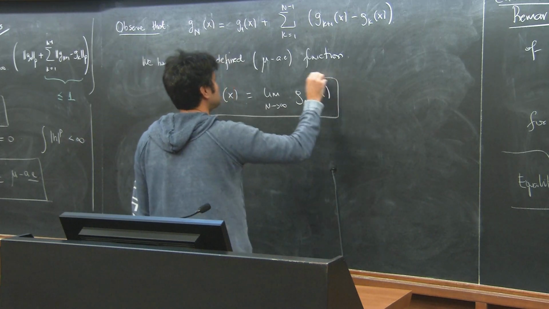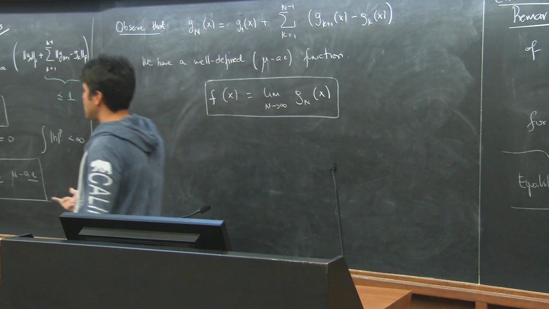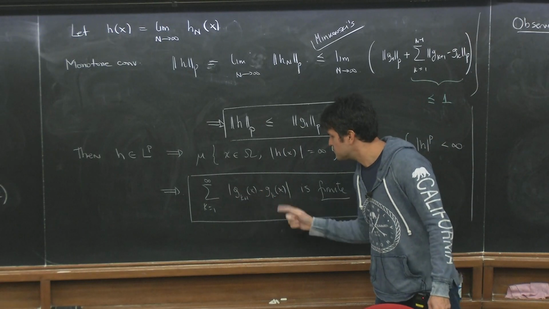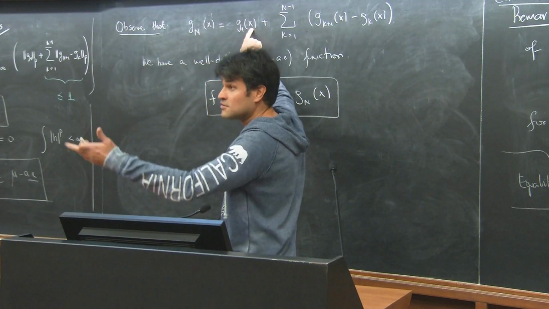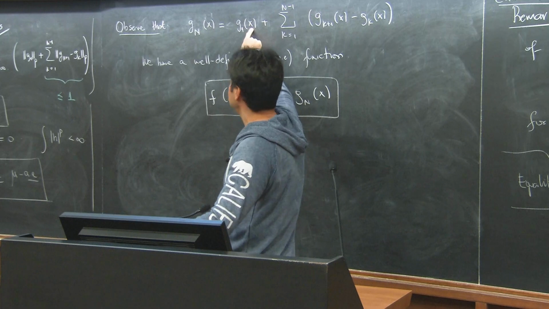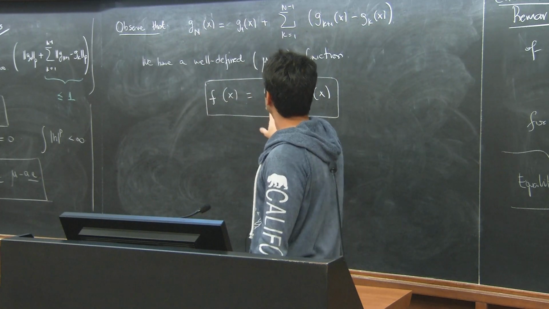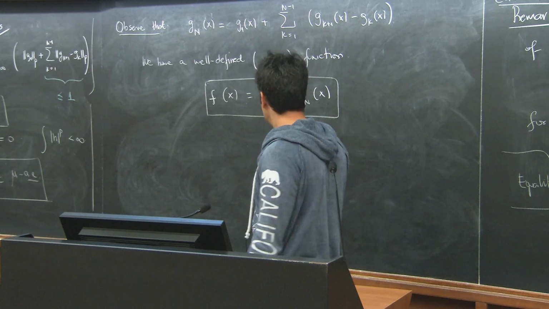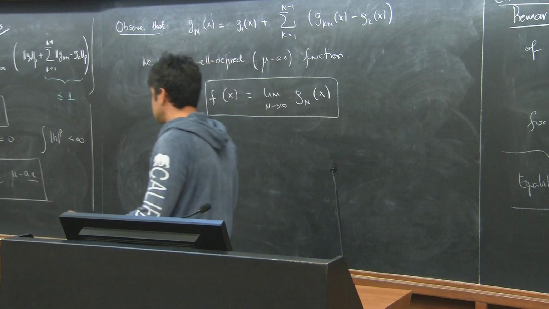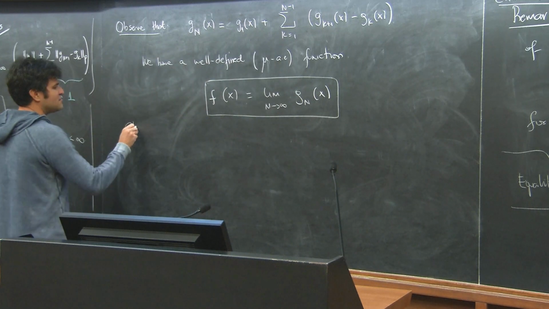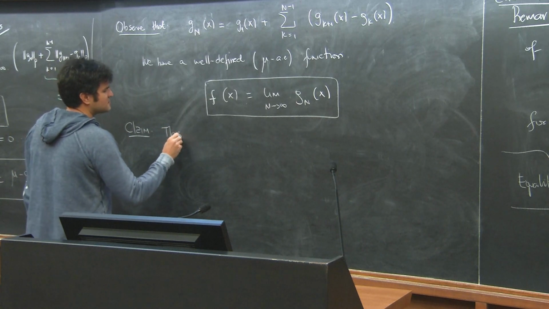In other words, for every x such that the sum in absolute value is finite, and for every x such that G1 of x is also finite, which is a full set, this thing here will have a well-defined limit when n goes to infinity. And this is what we call the function f of x. I claim to you that this is our desired f. So my claim is that this is the f we seek.